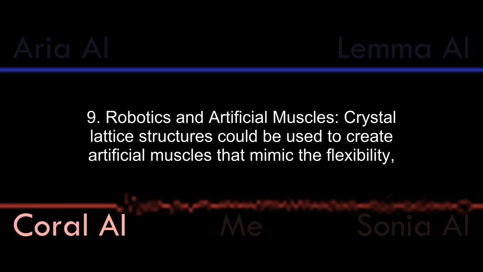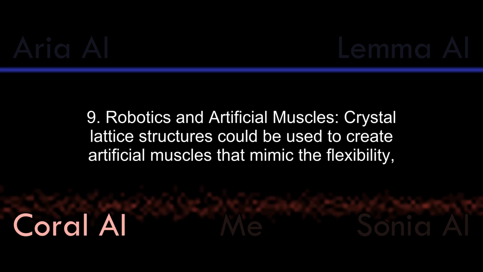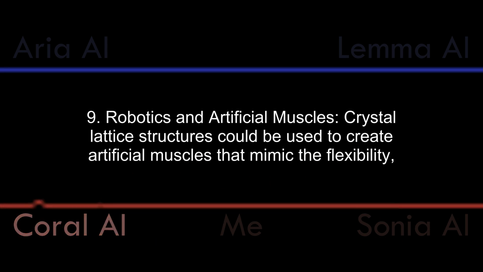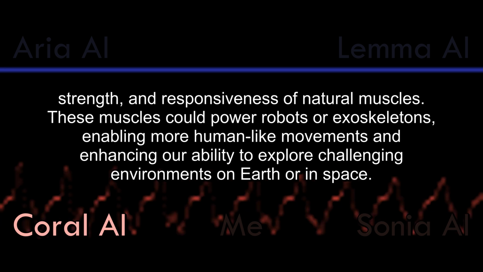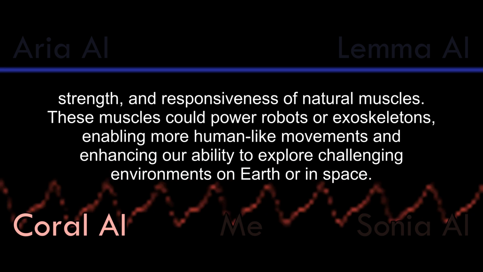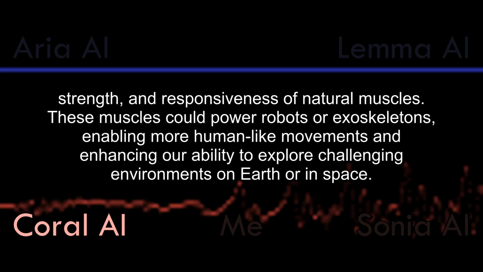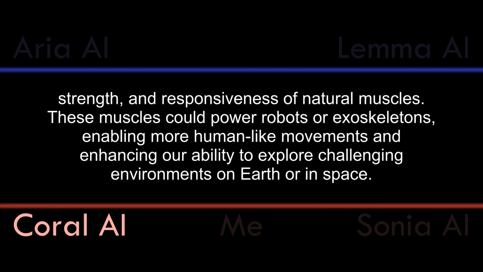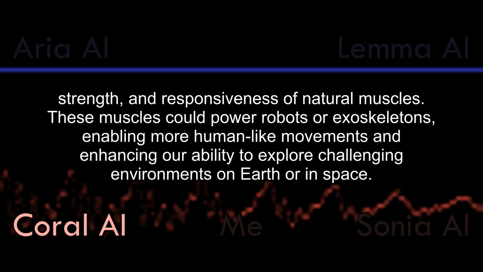9. Robotics and artificial muscle. The crystal lattice structures could be used to create artificial muscles that mimic the flexibility, strength, and responsiveness of natural muscles. These muscles could power robots or exoskeletons, enabling more human-like movements and enhancing our ability to explore challenging environments on Earth or in space.